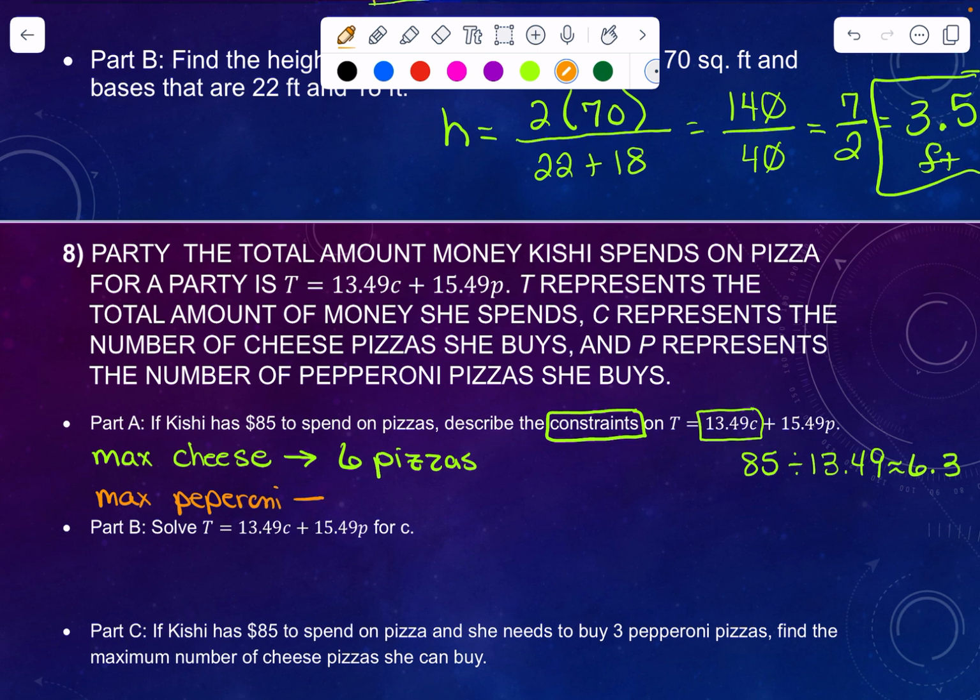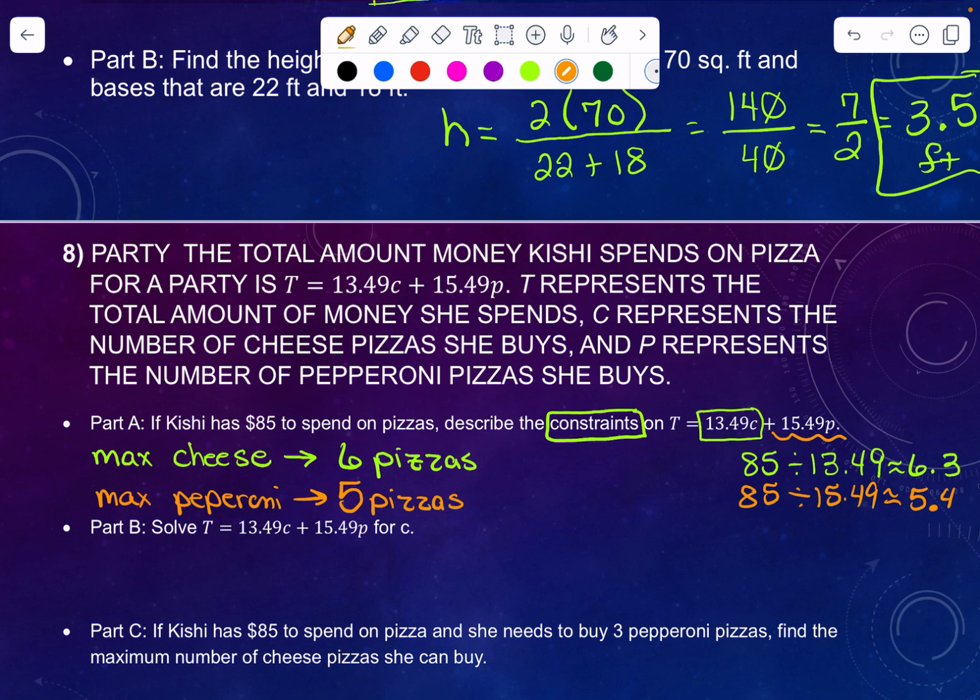Okay, the max pepperoni would be a very similar expression. We go 85. Here's my pepperoni, so divided by 15.49. So 85 divided by 15.49, and that comes out to be 5.4. So I look, the max number of pepperoni I could buy would be 5 pizzas.